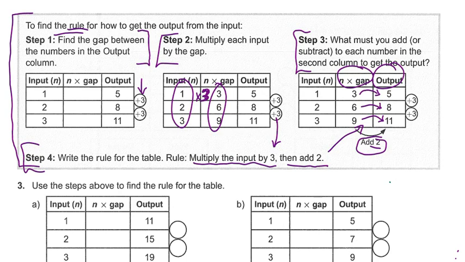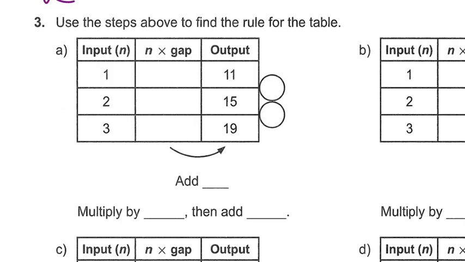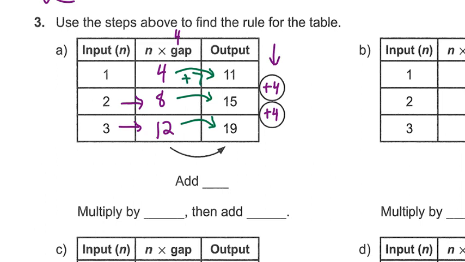Let's do a couple together. So for 3a, it says use the steps above to find the rule. So the first thing is find the gap. In this case, it's plus 4. So now I'm going to take n times the gap, or times 4. So 1 times 4 is 4. 2 times 4 is 8. 3 times 4 is 12. And so I fill that in. Now the third step is to compare how do I change the answer of n times the gap to the output. Well, you can see the output is larger. How much larger? Plus 7. 4 plus 7 is 11.